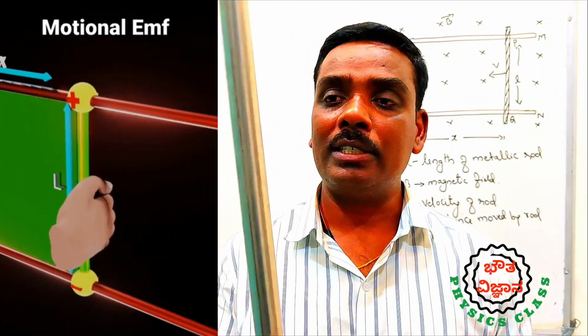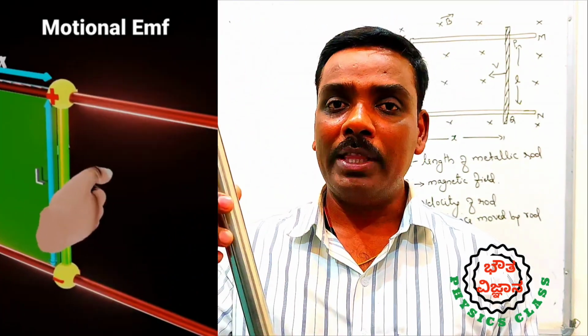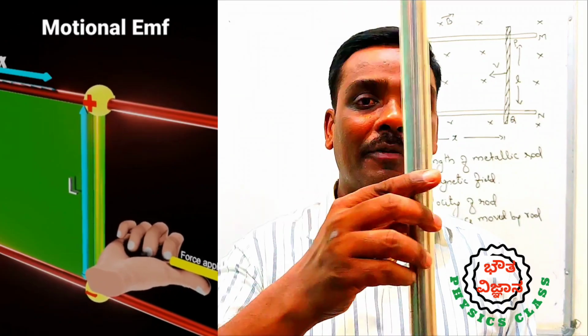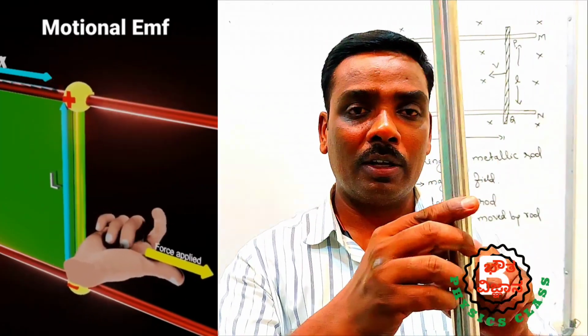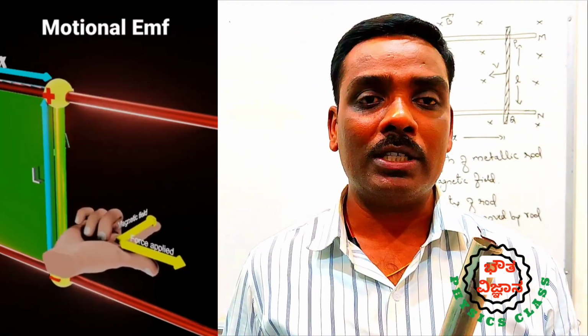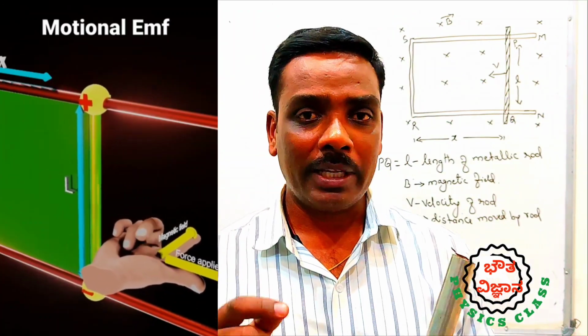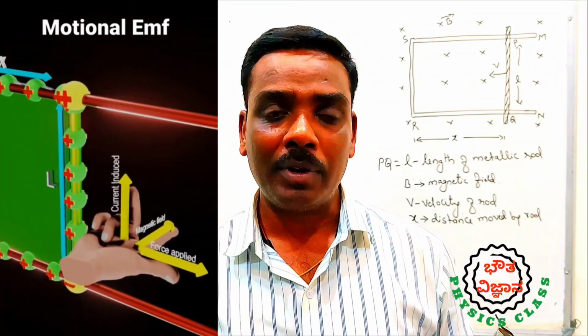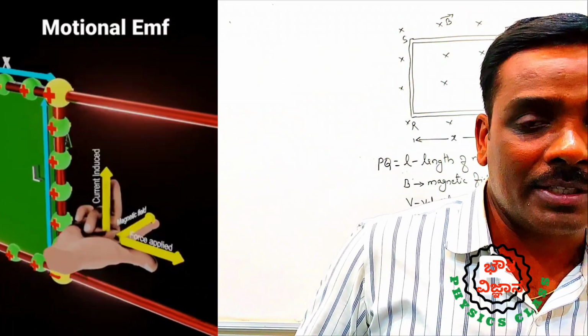Okay, so let us consider this is a metallic rod. When this metallic rod is moved in a uniform magnetic field, an EMF is induced in this rod. How much EMF is induced, and on what factors it depends, is the derivation of the motional EMF. Let us start the motional EMF derivation.